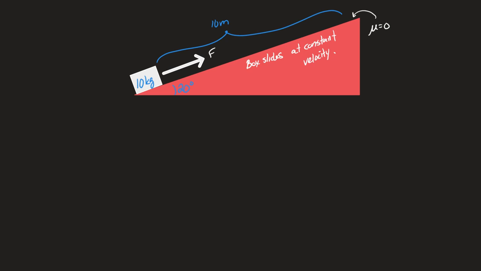Okay? So there's an applied force on the box that allows the box to slide up the ramp at a constant velocity, no friction. I would like you to calculate the work done by each force on the box. Okay? I want you to calculate the work done by each force on the box.